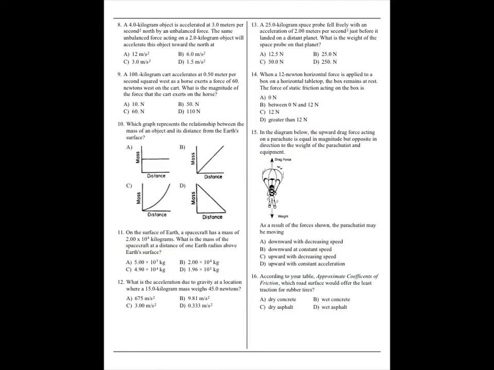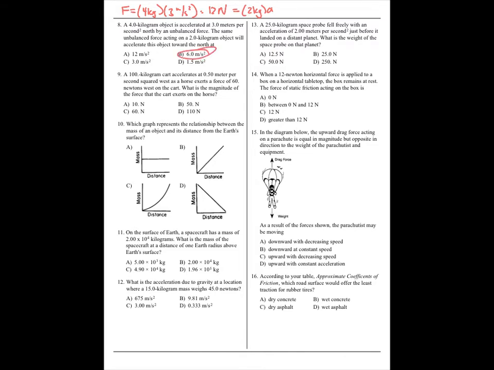Alright, number 8. A 4 kilogram object accelerated at 3 meters per second squared north by an unbalanced force. When you apply that same force to a lighter object of 2 kilograms, we're figuring out the acceleration. So 4 kilograms times 3 meters per second squared equals 12 newtons. Now, when you apply that same 12 newtons to a 2 kilogram object, we're figuring out what A is.